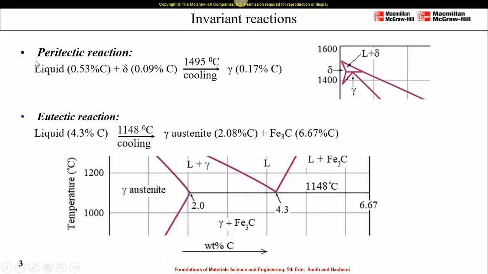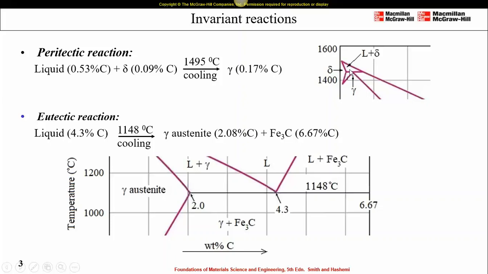For example, on the iron-iron carbide phase diagram, liquid with 0.53 weight% carbon reacts with the delta phase containing 0.09 weight% carbon on cooling through 1495 degrees Celsius. And the phase that is obtained is gamma, austenite with 0.17 weight% carbon.